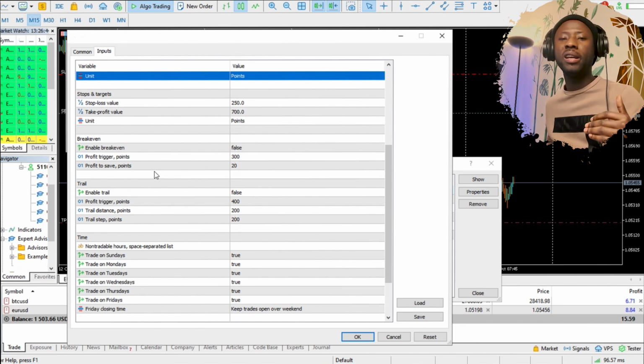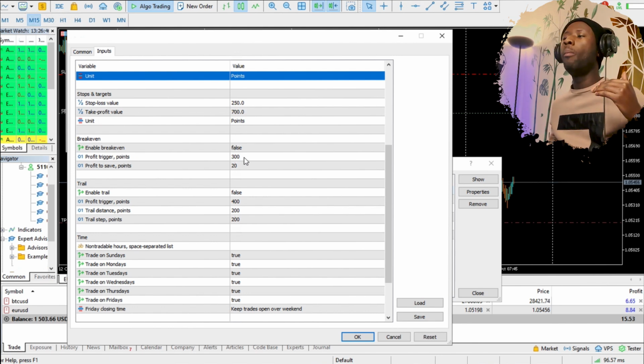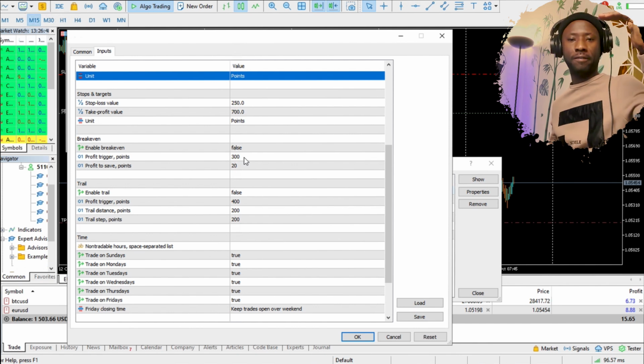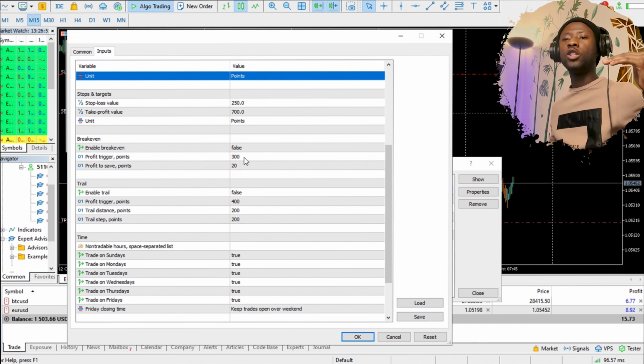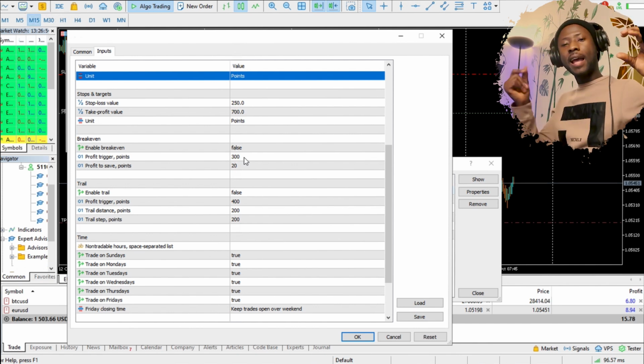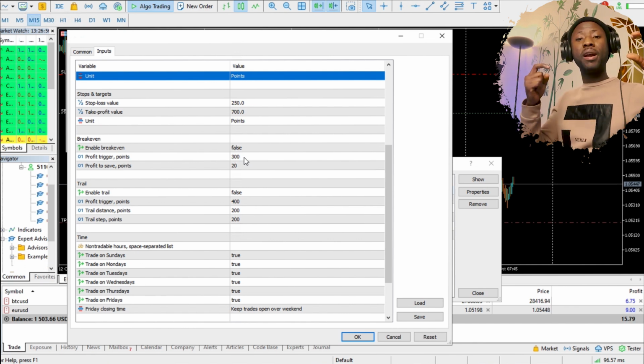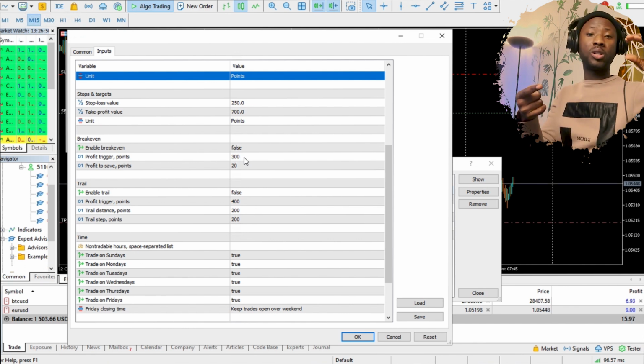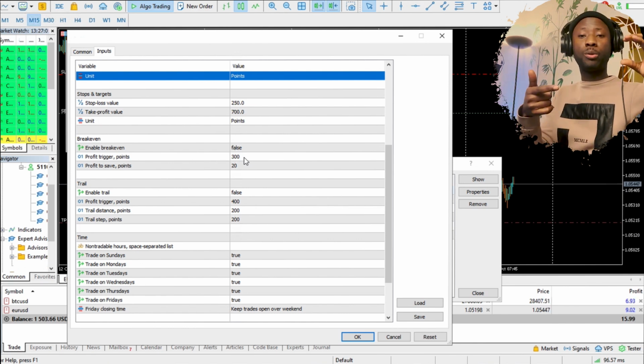What does break-even mean? Break-even means that when your robot goes into positive, let's say it goes in your direction for 30 pips, then you tell the robot, bring my stop loss from negative into positive, into this position in positive.